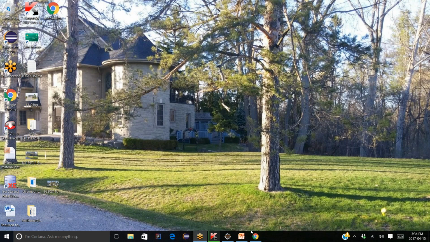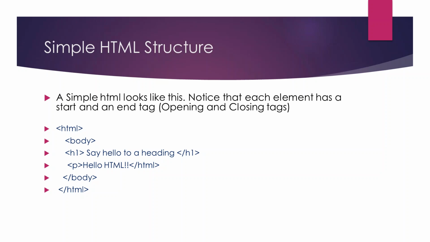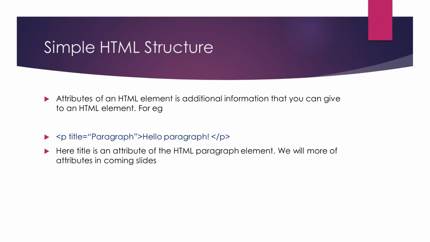Now let's go for more about HTML. This is how I explained it. For the next tag, look at the next one. Attributes of any HTML element are additional information that you can give to any HTML element. For example, if I want to write a paragraph, hello paragraph, I can write H, or simply I can write P also. Title is an attribute of the HTML paragraph element. We will see more attributes in coming slides. I think you understand what this attribute is all about.